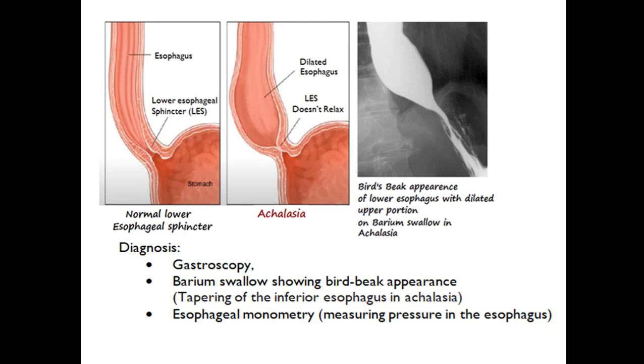which will give the bird's beak appearance found by the tapering of the inferior esophagus, which happens in achalasia, but it should be confirmed that even sometimes normally during the barium swallow such an appearance can be seen. And another test in which the pressure in the esophagus is measured is known as the esophageal manometry.